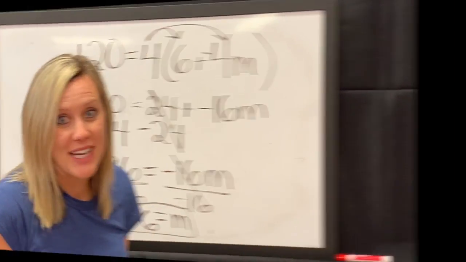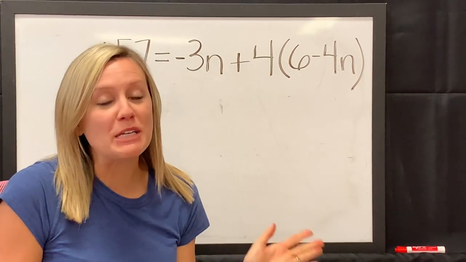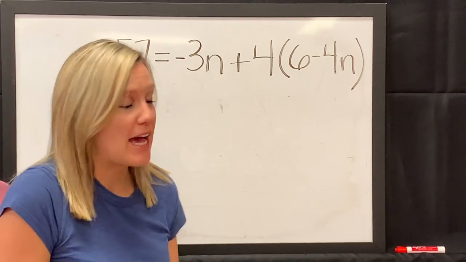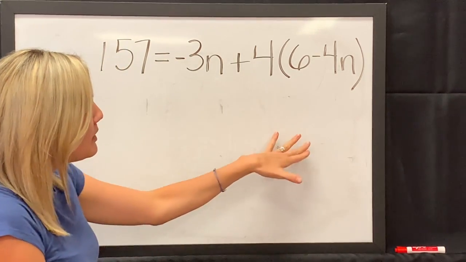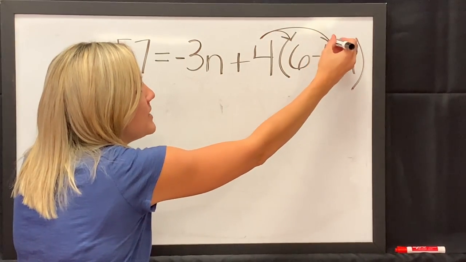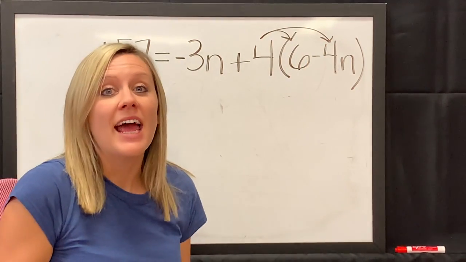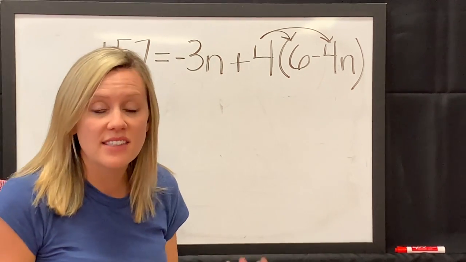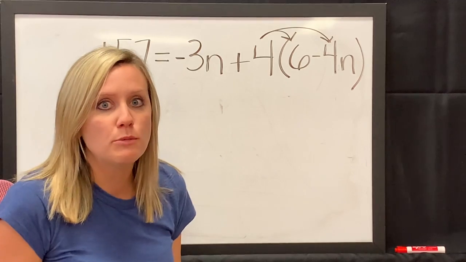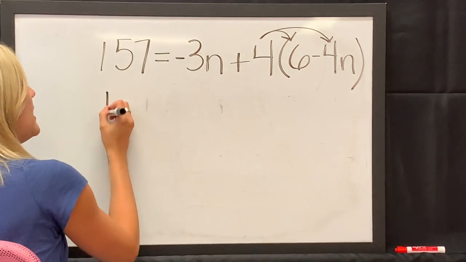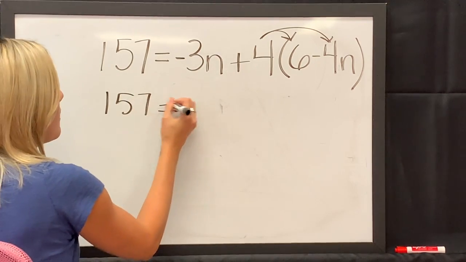Okay, let's keep going. Here is a little bit longer of a problem, but I am still going to follow the same steps. So the first thing I'm going to do over here is distribute this 4 to both of the terms inside the parentheses. And the reason I'm doing that is because I can't combine the things inside of the parentheses, and I am trying to get them out of the parentheses. Okay, so I'm just going to copy down the rest of my problem.